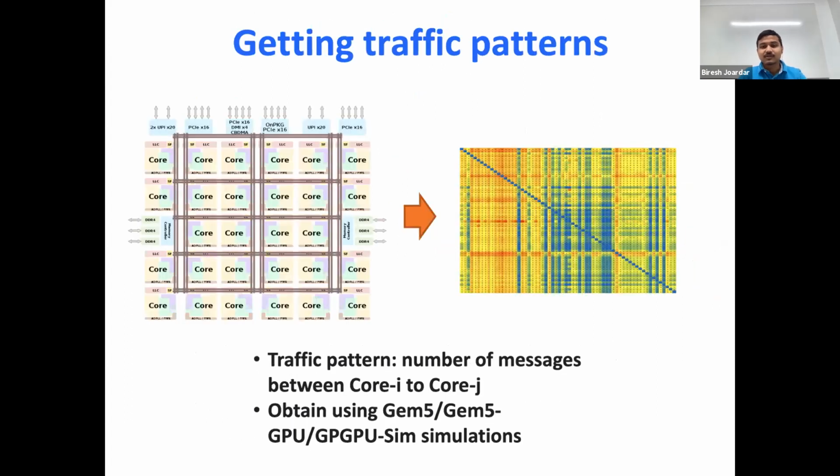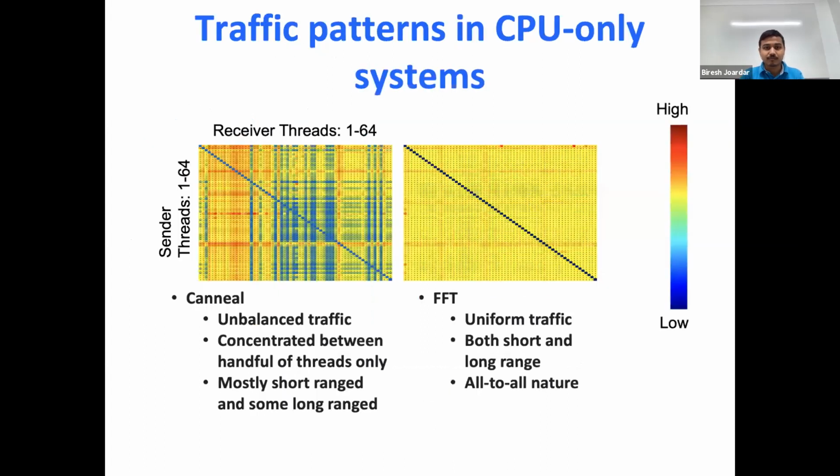So first of all, what are these heat maps? A heat map is essentially a map of how many times thread i communicates with thread j, which you can easily obtain using simulations. We could use simulators like gem5 or gem5-GPU to run some workload and study how many messages are sent from thread i to thread j. You could use this information to influence the mapping.